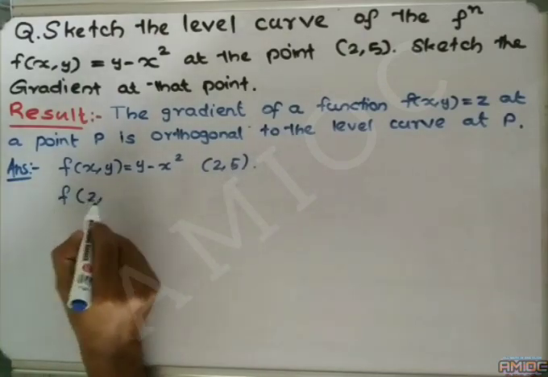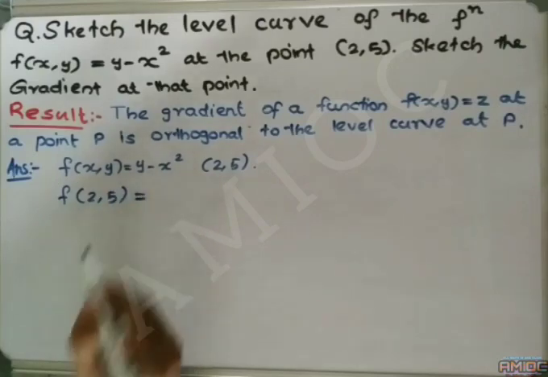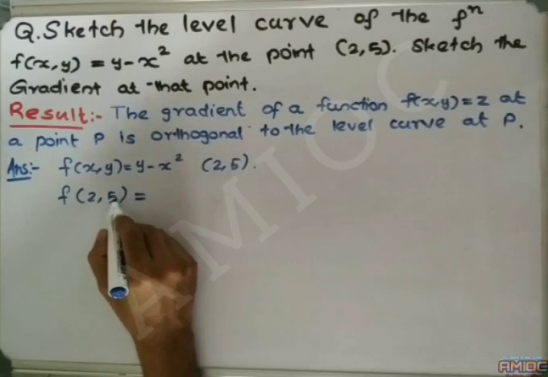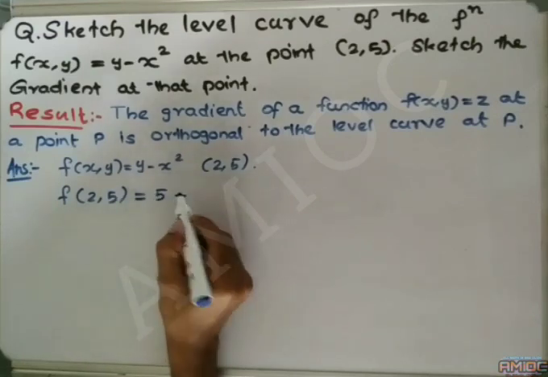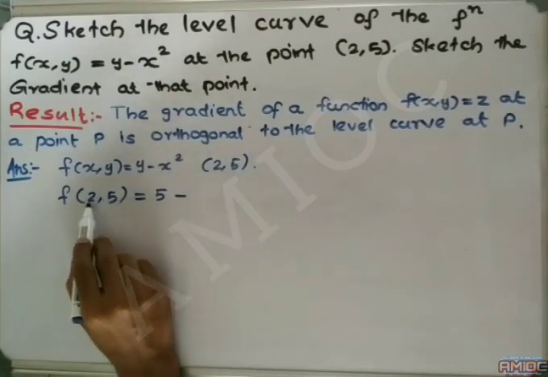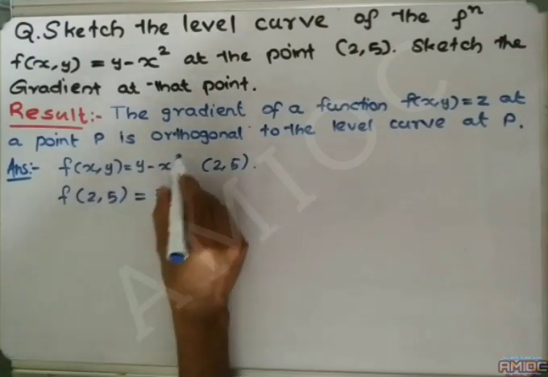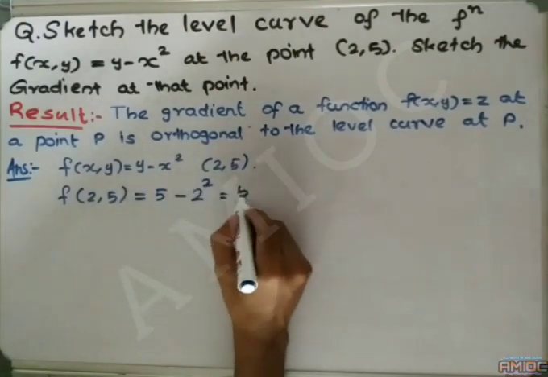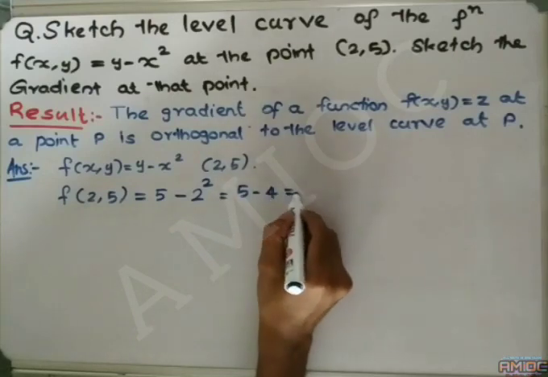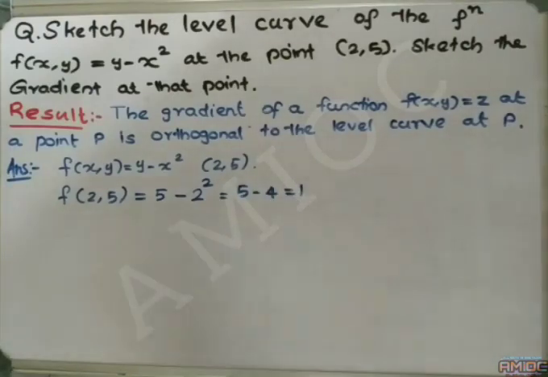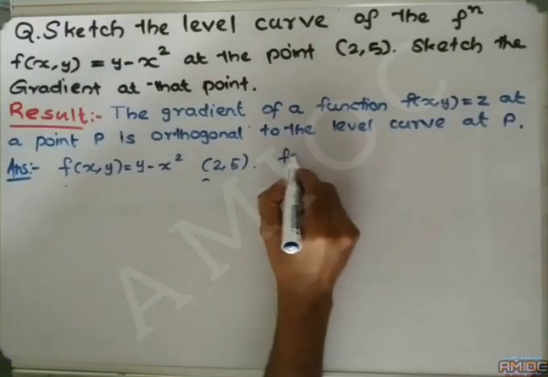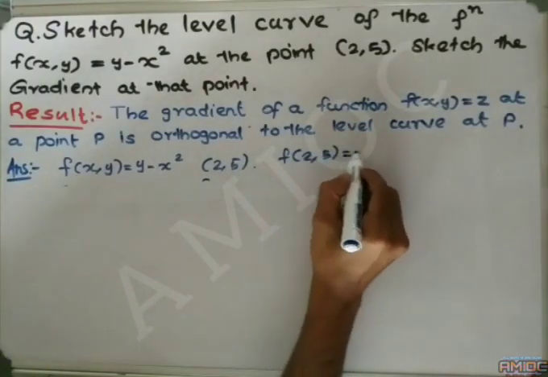f of (2, 5) equal to, the y value is 5, therefore 5 minus the x value is 2, x square is 2 square. Therefore, this is equal to 5 minus 4 equal to 1. So we have f of (2, 5) equal to 1.